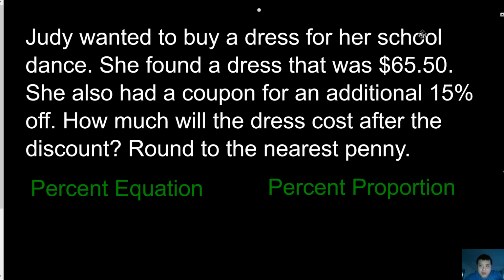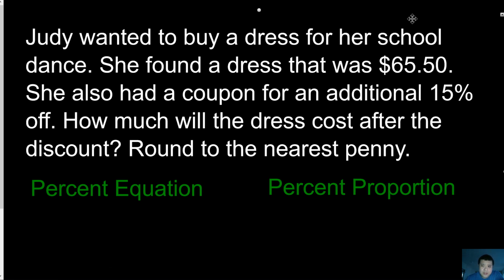Judy wanted to buy a dress for her school dance. She found a dress that was $65.50. She also had a coupon for an additional 15% off. How much will the dress cost after the discount, rounded to the nearest penny? Go ahead and try this one out on your own.